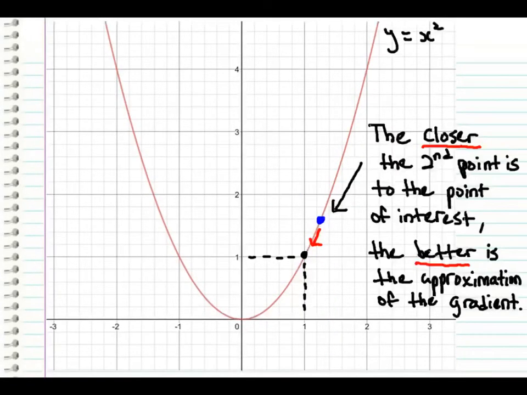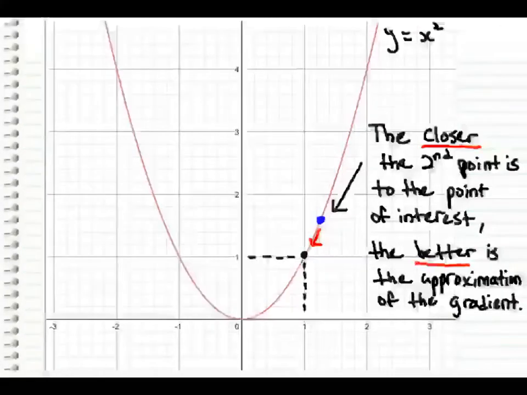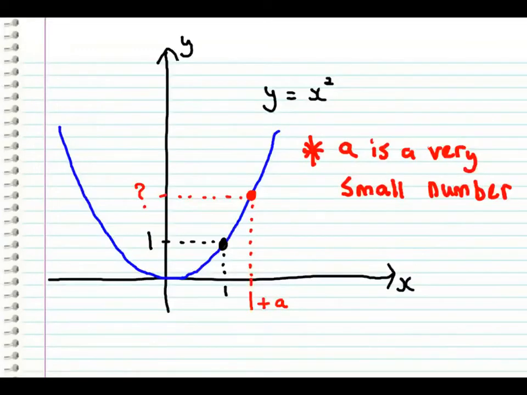What can we deduce? If we want to find the true gradient of the point x equals 1 on the curve, we should bring the second point as close as possible to the point x equals 1. Let's do this algebraically. Let's choose a point which is very close to 1. Let's call this point 1 plus a, where a is a very small number. Now, if x is 1 plus a, what will be the corresponding value of y?